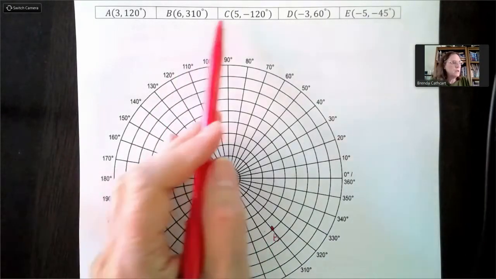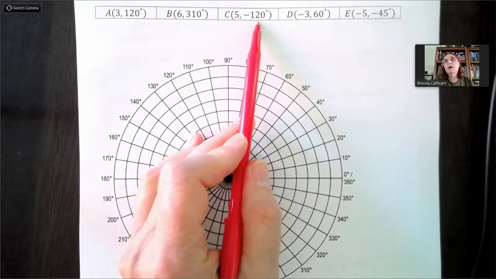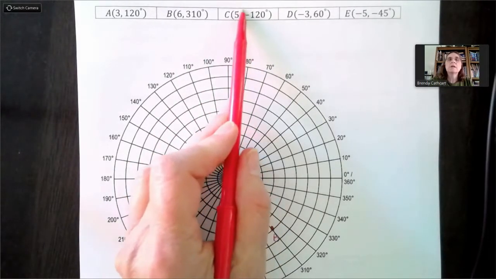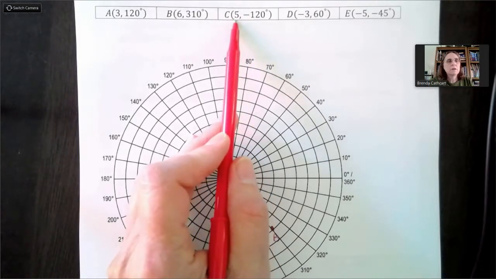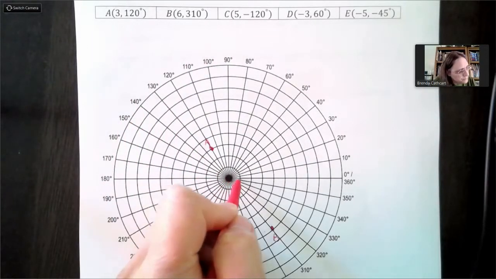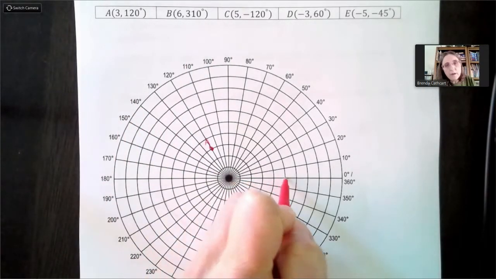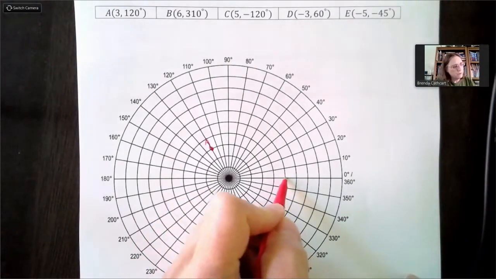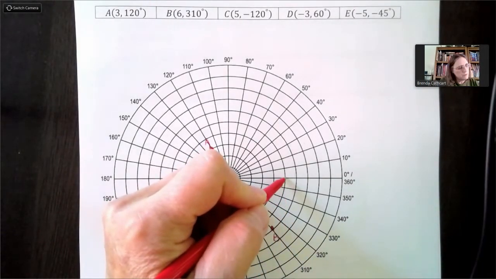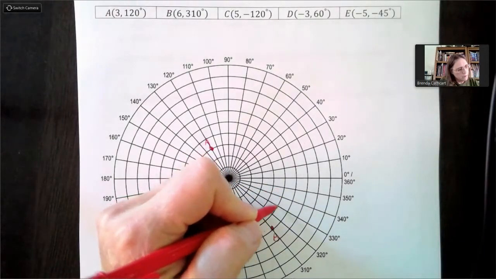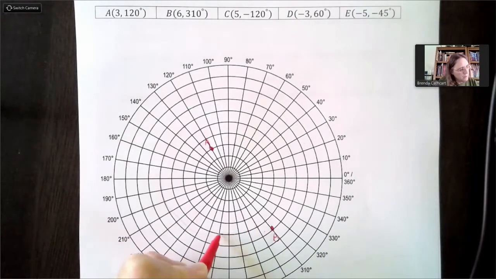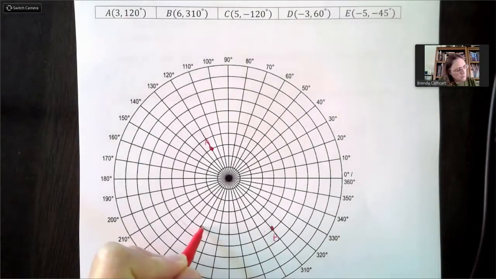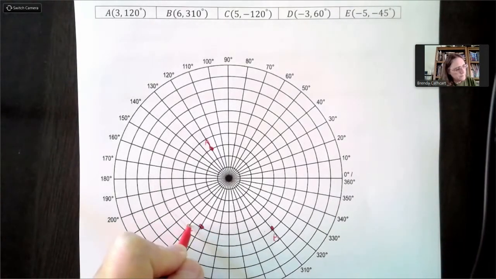Point C has a radius of 5 and an angle of negative 120. Since the angle is negative, the direction we're going to move is clockwise instead of counterclockwise. So let's start with our radius of 5. And then we're going to move clockwise 120 degrees. So let's go through here and see what that looks like. 10, 20, 30, 40, 50, 60, 70, 80, 90, 100, 110, and 120. This is our point C.